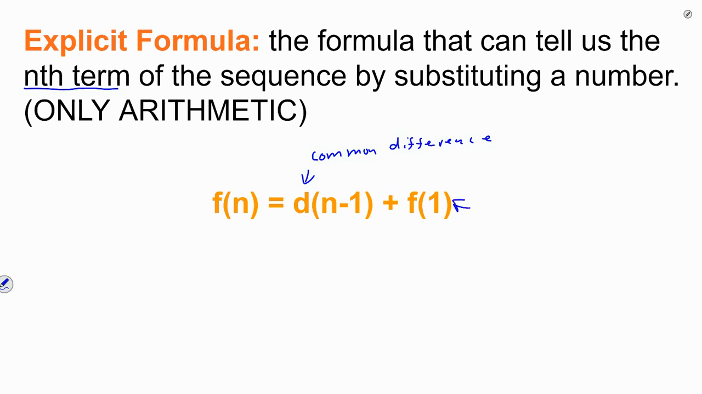And f of 1 is the first term. Now n here is the variable. We're going to leave it as n because we want something in the very end that has an n in it, so I could replace it and then find the term in the sequence. So this is the formula you need. So write this down. If you write nothing else down from this video, this is the one you need.